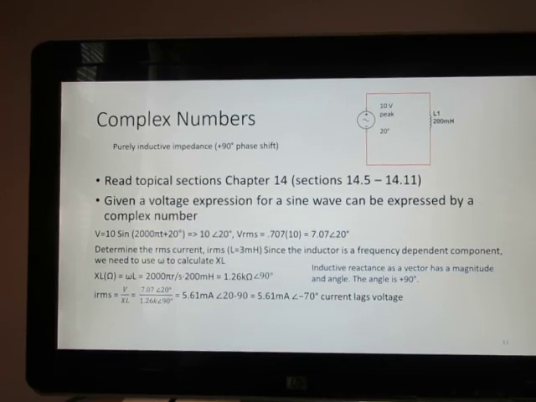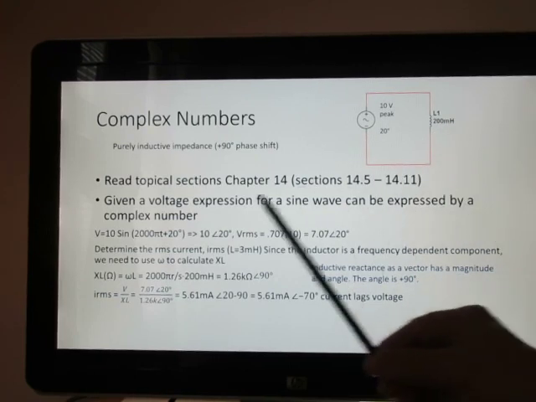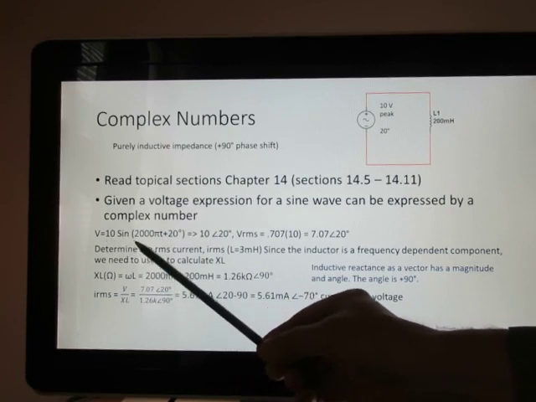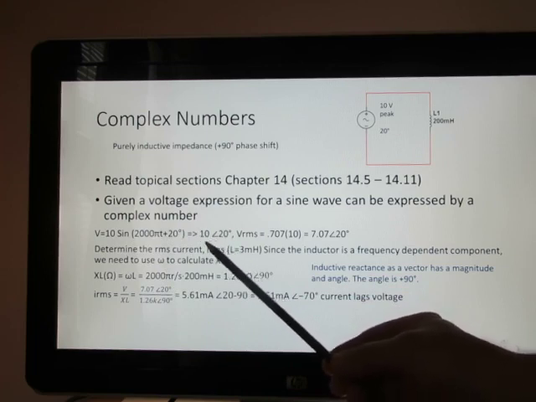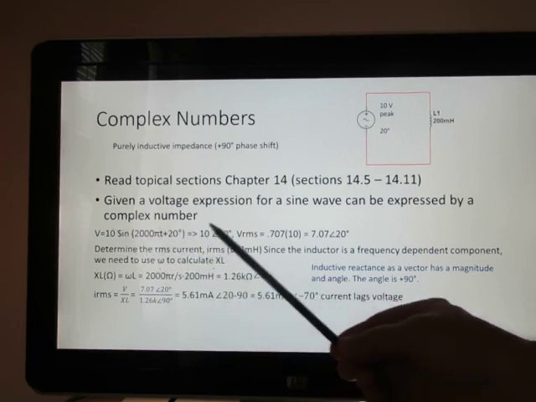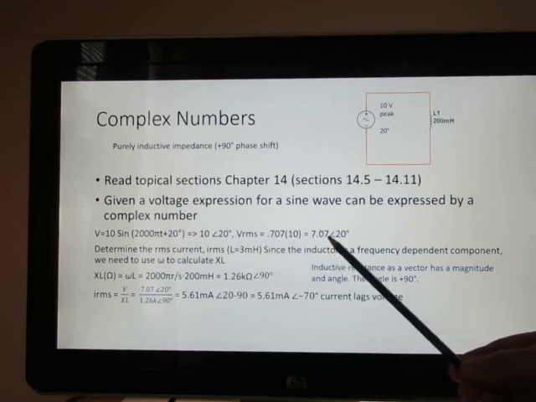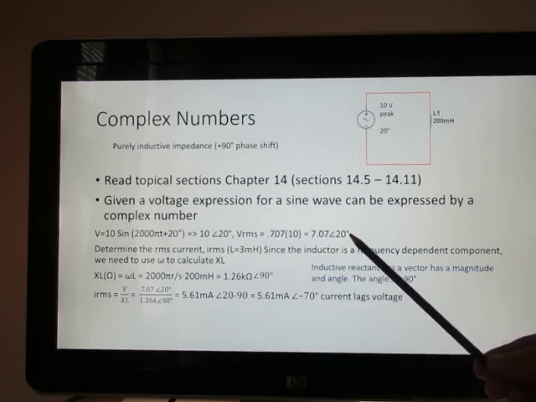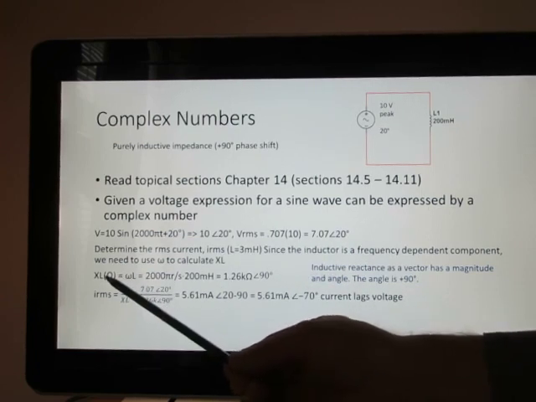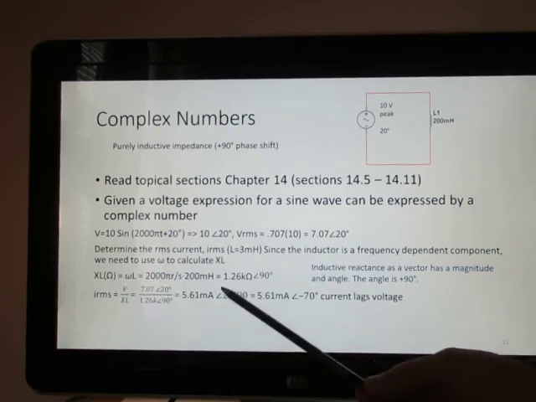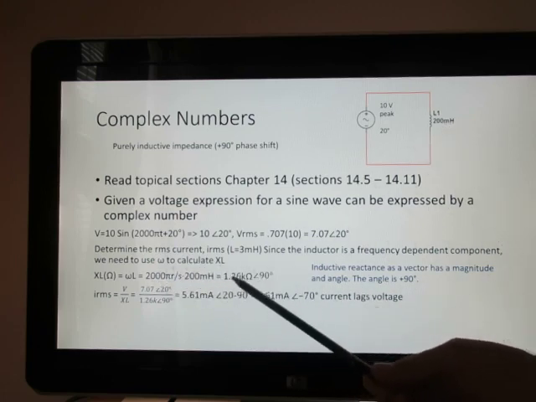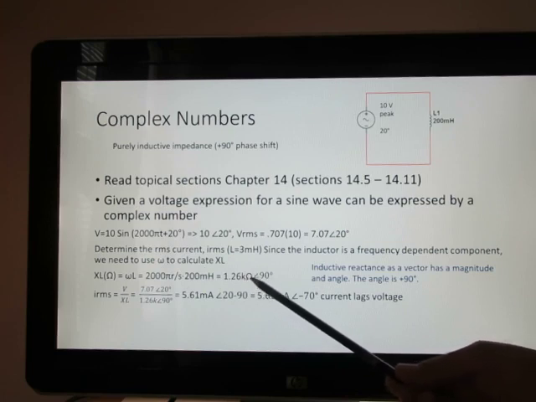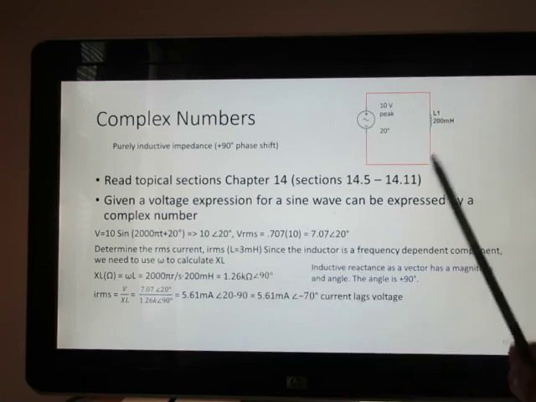Let's do this example here with an inductor. I have a 200 millihenry inductor, and here's my value here, 10 sine of 2000 pi, which is my angular velocity, plus 20 degrees. So I'll write that as a vector, 10 at 20 degrees. And if I convert that to RMS, here's my RMS vector, 7.07 at 20 degrees. Now I'm going to calculate my X sub L, and that is my angular velocity, 2000 pi, times my inductor value, 200 millihenries, and I get 1.26 K at 90 degrees because the inductor is a plus 90.